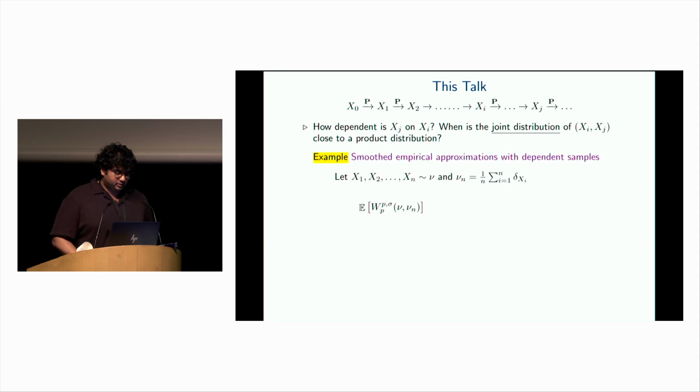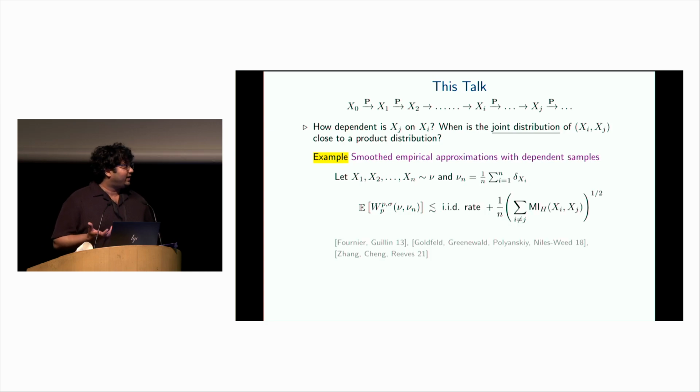As an example, suppose you have data x1 through xn, which is identically distributed but potentially dependent, and you want to see how well this empirical distribution approximates the true distribution nu. So you can show that the smooth Wasserstein distance goes to 0 at the IID rate, but then there is also a further penalty for using the dependent data, which includes the pairwise Hellinger mutual information between the samples.